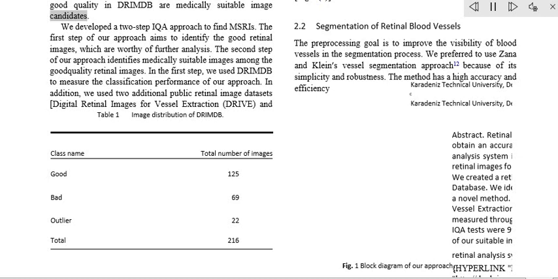Table 1, Image distribution of DRIMDB. Class name, total number of images. Good, 125. Bad, 69. Outlier, 22. Total, 216. Figure 1, Block diagram of our approach.